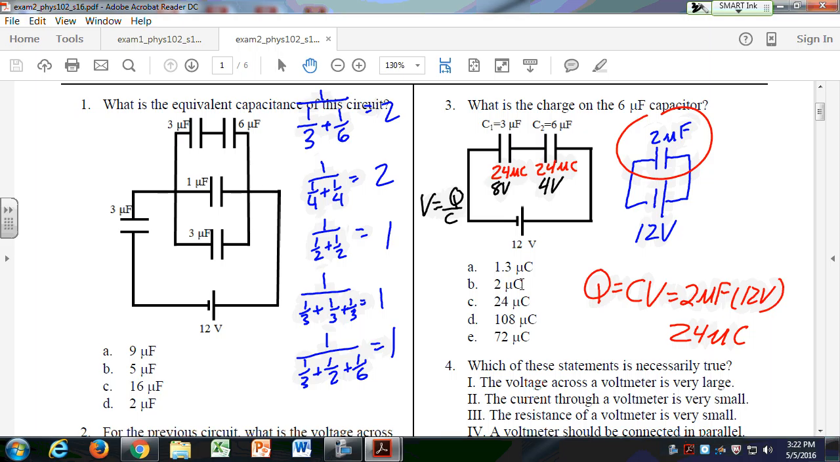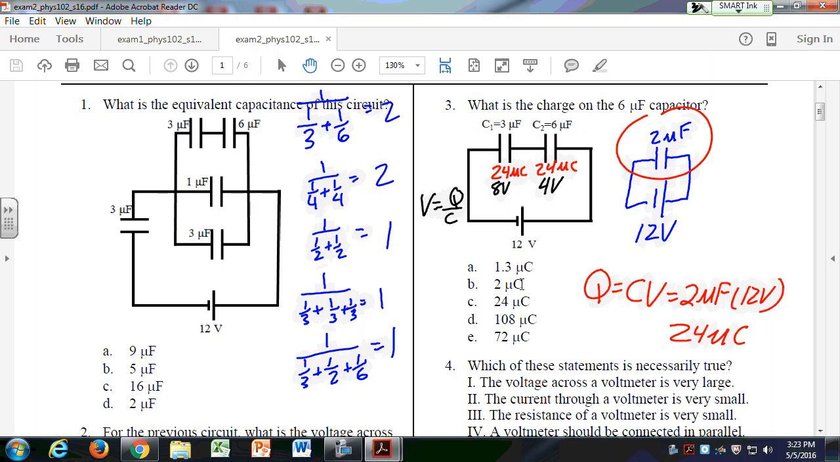Another way, if you're a little savvier, you can say, well, this is the big capacitor, so it has the small voltage. That's the way it is with capacitors, not with resistors. It's the opposite with resistors. This voltage has to be half this voltage, and they have to add up to 12. So 8 and 4 is going to work.